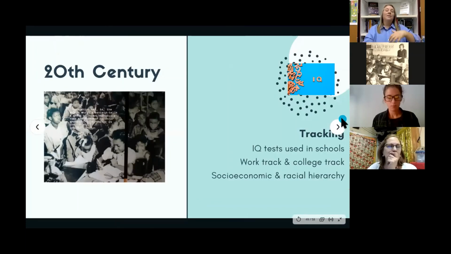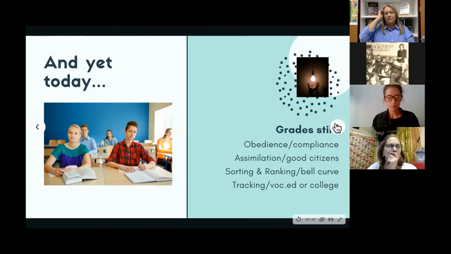So continuing on with how we've been influenced with these IQ tests and research at the time, they started to track kids, and you've got the work track and the college track. And then we also ended up with some socioeconomic tracking and racial hierarchy tracking that influence schools. And even with all of that, our grades are still the same. It was focused on obedience, and we still focus on compliance with our grading sometimes.